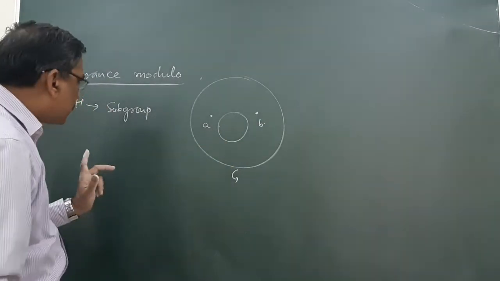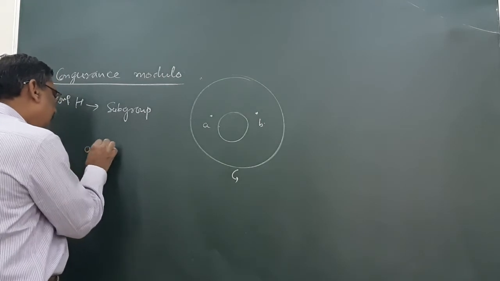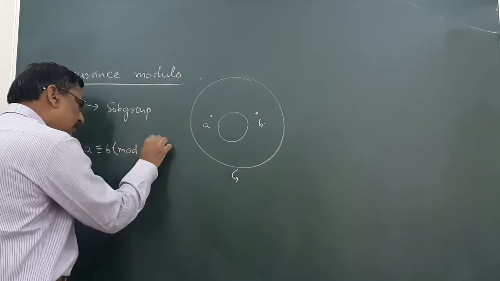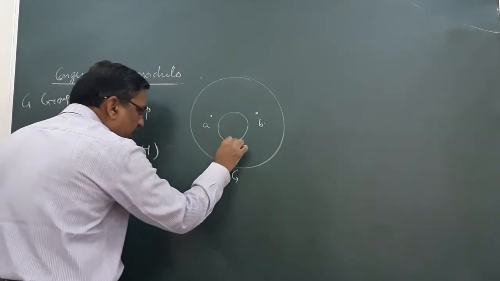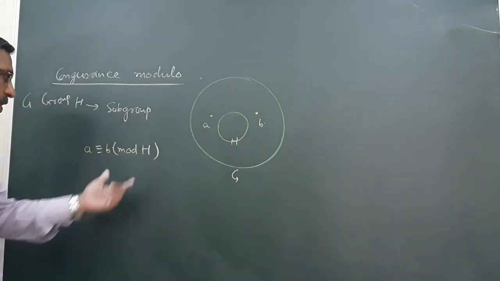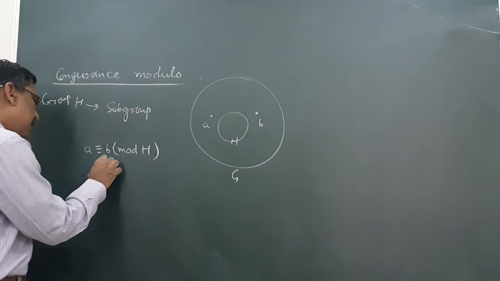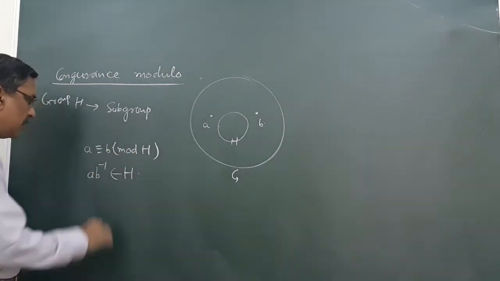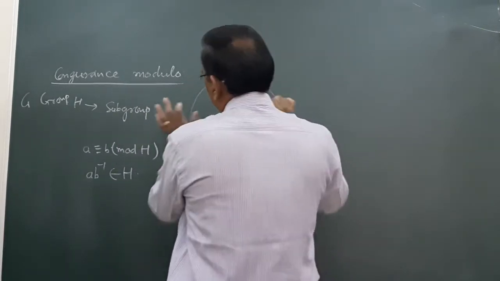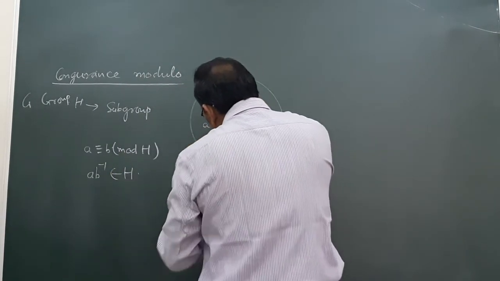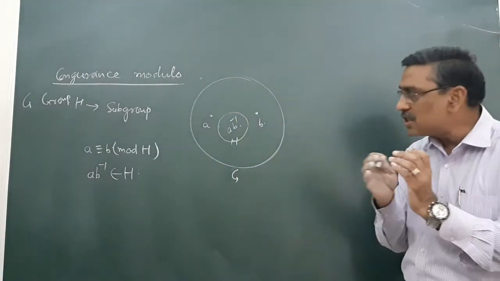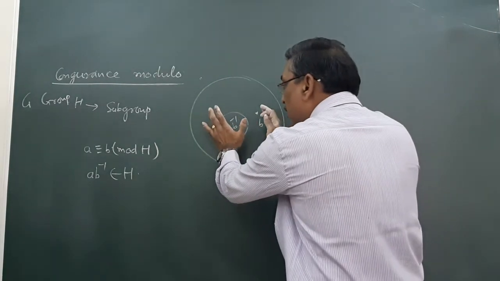They are known as congruent to each other. A is congruent to B under mod H, under mod of this subgroup, if AB inverse belongs to H. These two elements are congruent to each other if AB inverse belongs to this H.